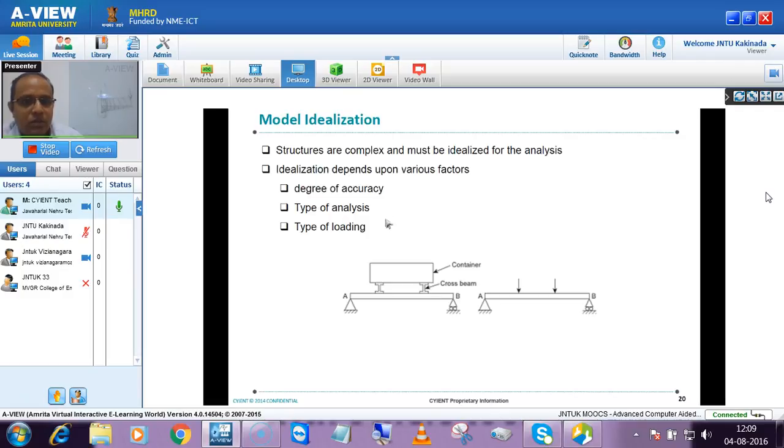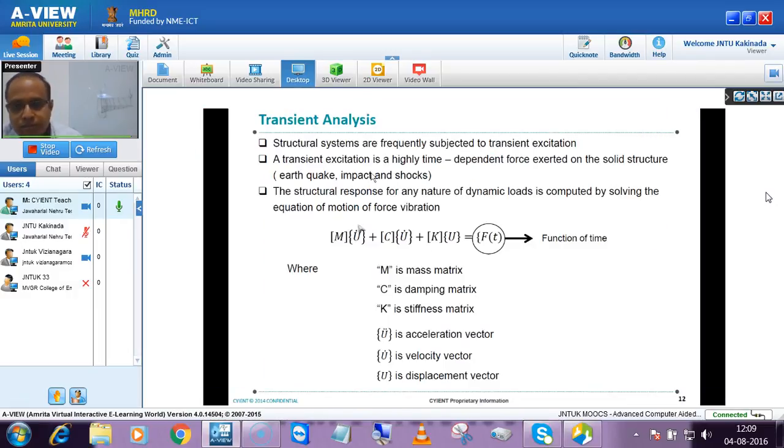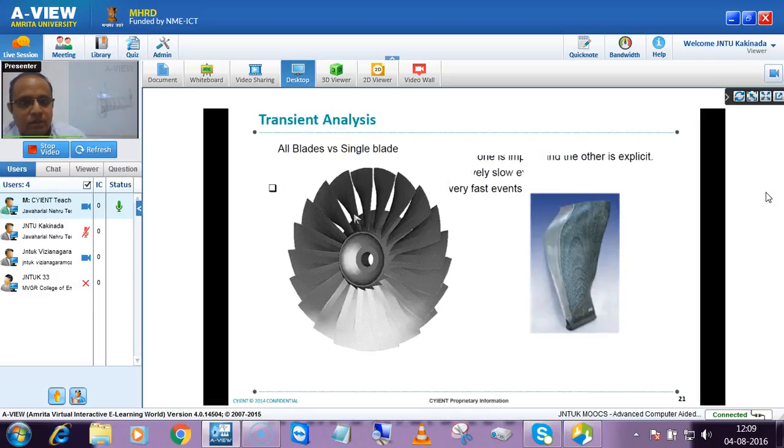So what level we can compromise on, and what type of analysis. Some of the idealization techniques can support the types of analysis. So suppose I need to solve this, is it worth it to take the model with all these plates and solve, or can we take only a single plate and solve?